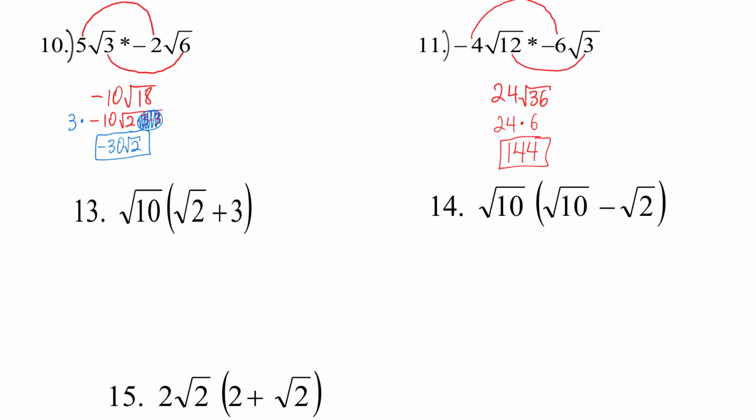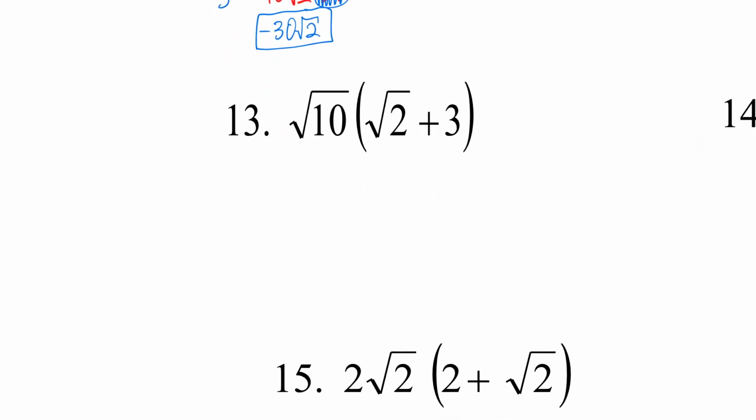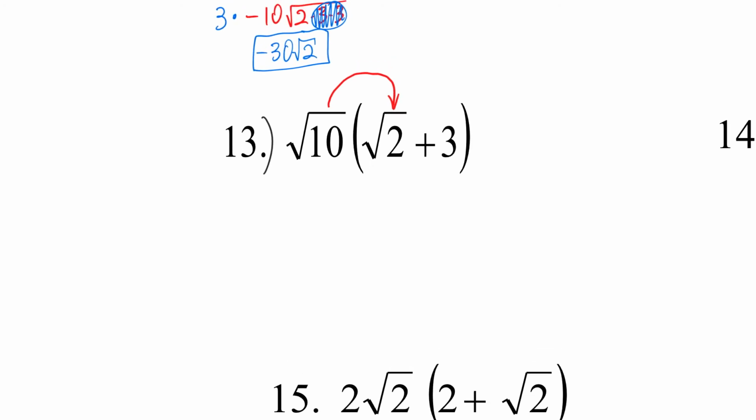All right, on this next part, we've got parentheses here. So what do you think is going to happen on this? It's going to become 3, then the square root of 2. Yes, we're going to be distributing. So I'm going to take this square root of 10, and it's going to get distributed to the square root of 2. And I'm going to take this square root of 10, and it's going to get distributed to this 3.